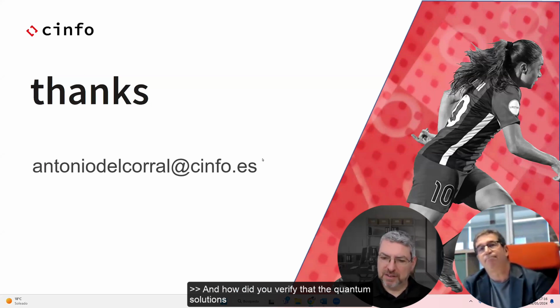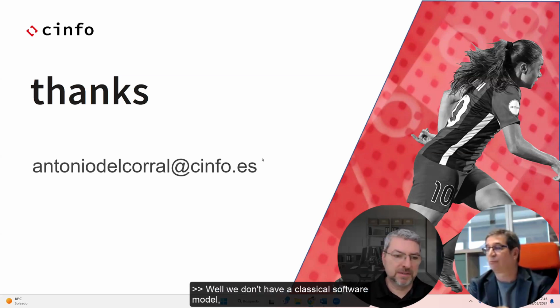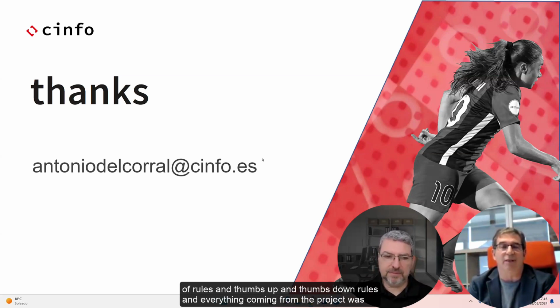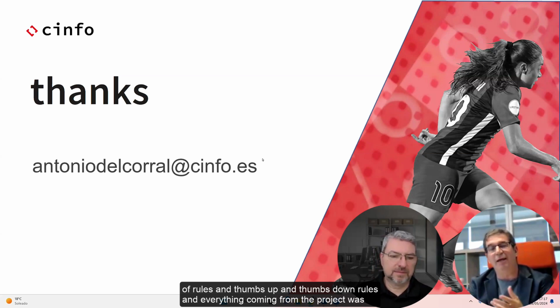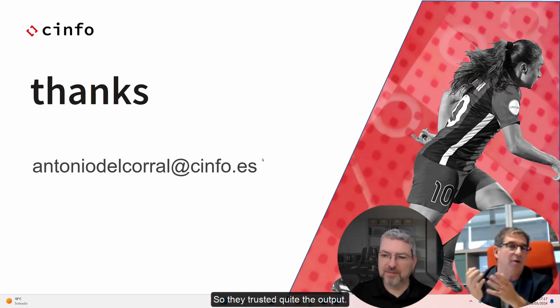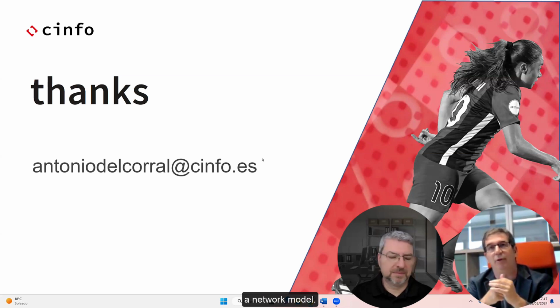And how did you verify that the quantum solutions were correct? Do you have an existing classical model that does that, or is it basically the expertise of your network engineers? Well, we don't have a classical software model, let's say a digital twin of the network, but we have network engineers, they have a number of rules and thumbs up and thumbs down rules, and everything coming from the project was a thumbs up solution that they will use in a real case. So they trusted the output quite a lot. It's true that they don't have a classical simulation. It was considered too complicated to create a classical software that simulates really a network model.